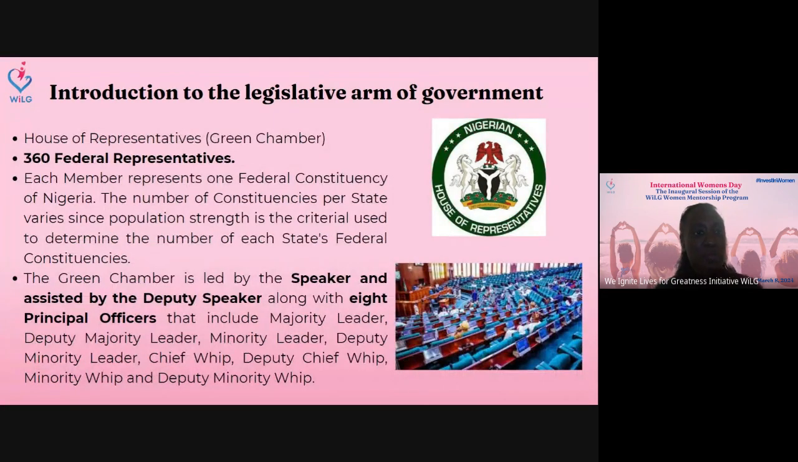For the House of Reps, they're called the Green Chambers too, because their chamber is green, and we have about 360 members. Each member is representing their constituency, right? A federal constituency. And you have the speaker, you have the deputy speaker, and you have 8 other principal officers, right?